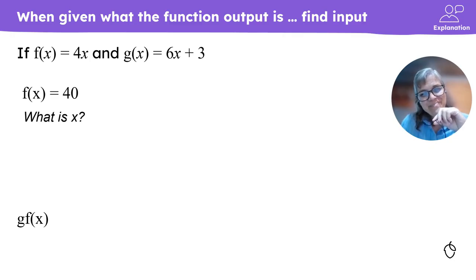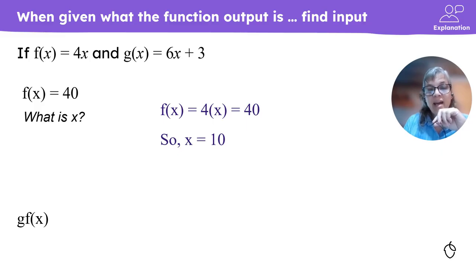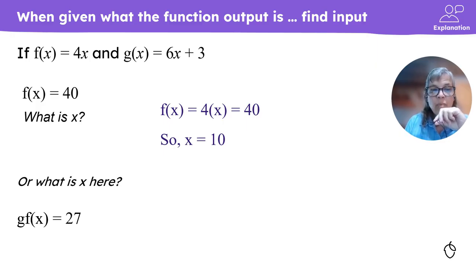Want to share your ideas? You can pause the video if you want before we show the answer. What would x be? Well, it must be that x is 10 because 4x would be 40, so x must be 10. You can also do this with a composite function. So you might be asked, what is x in this case? What if gf of x is 27? How do I think about that? This is important for some of the questions that you'll run into. How do I do it?